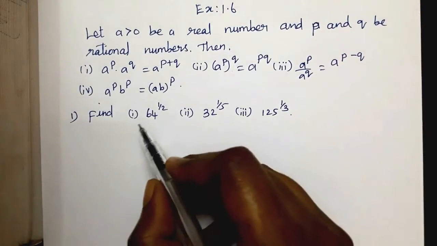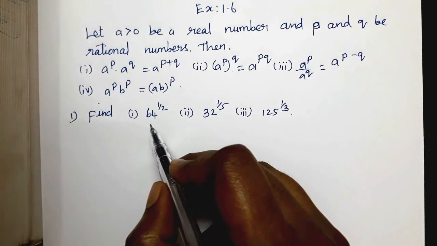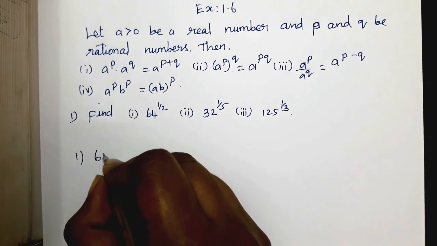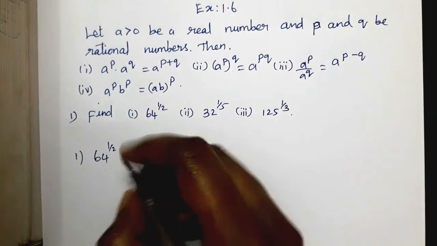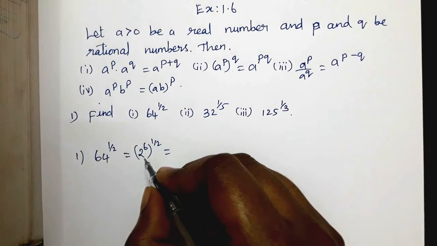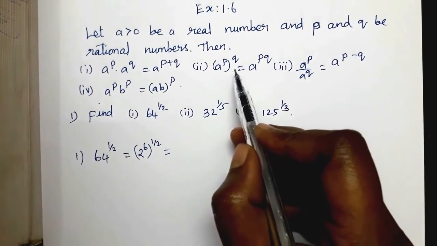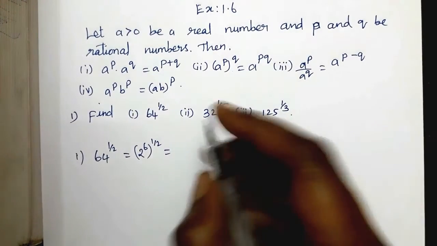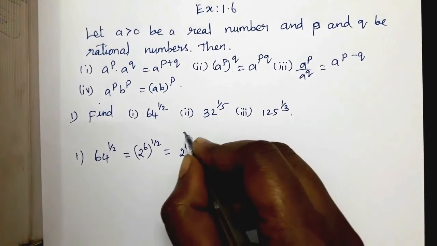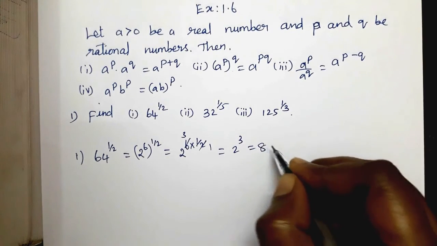Now let's see the first one. Find sub question 1, 64 raised to the power 1 by 2. First, convert the number into the simplest power of the smallest number. Now 64 can be written as 2 power 6 the whole power 1 by 2. It is in the form of a power p the whole power q. Already we know that a power p the whole power q equal to a power p into q. So 2 power 6 into 1 by 2. Do the cancellation here. 1 2s are 2, 3 2s are 6. So we will get 2 power 3. So we will get 8.